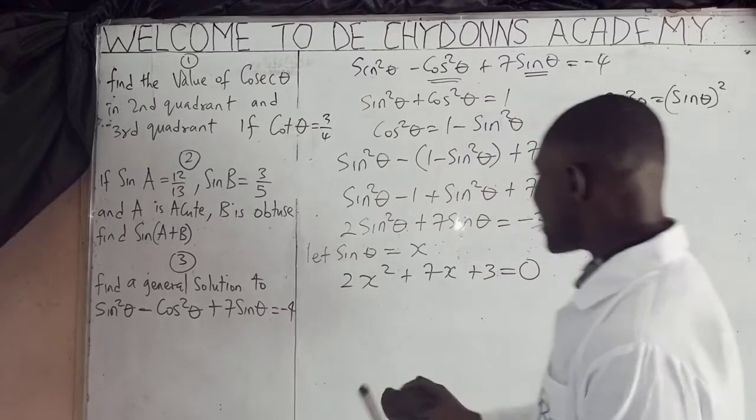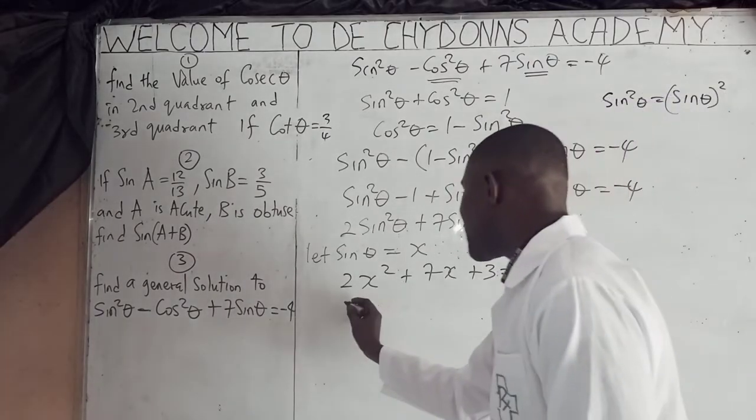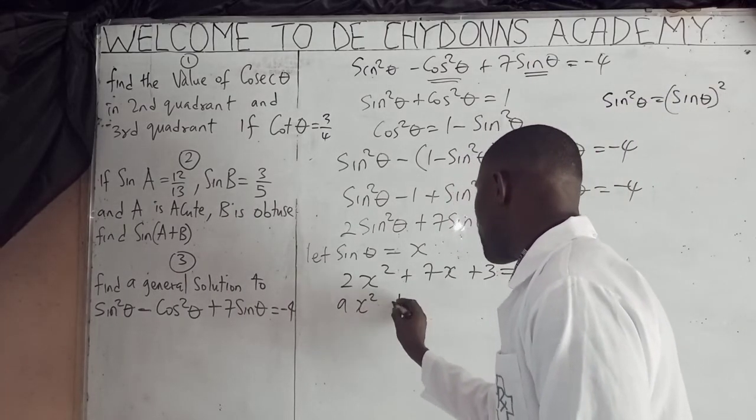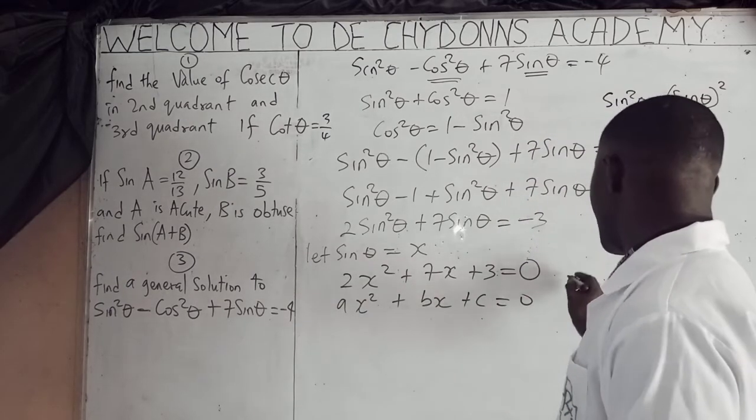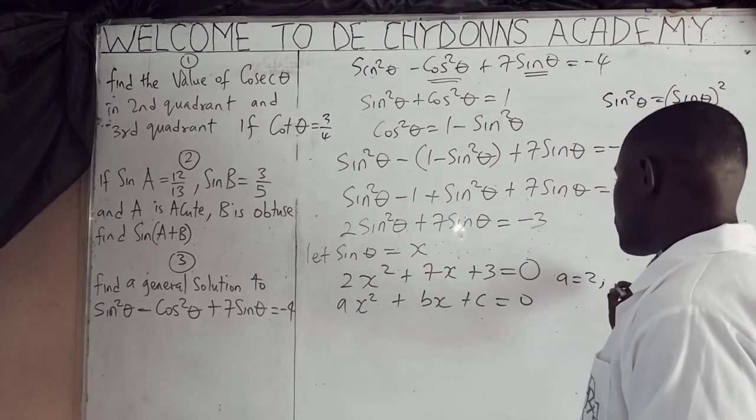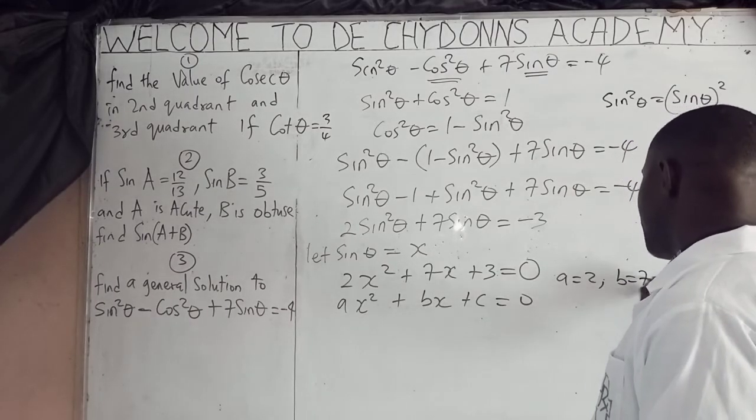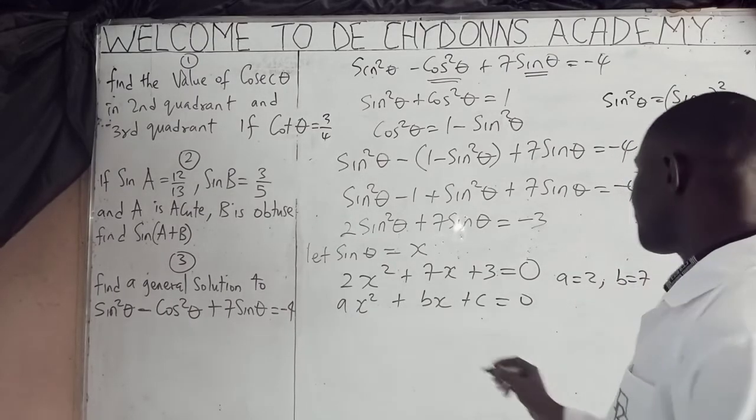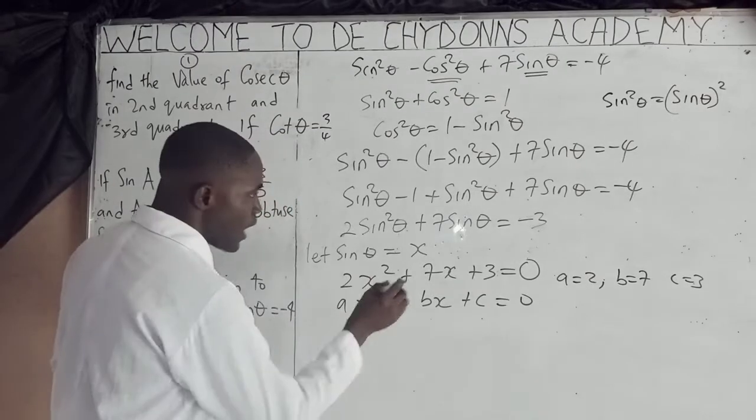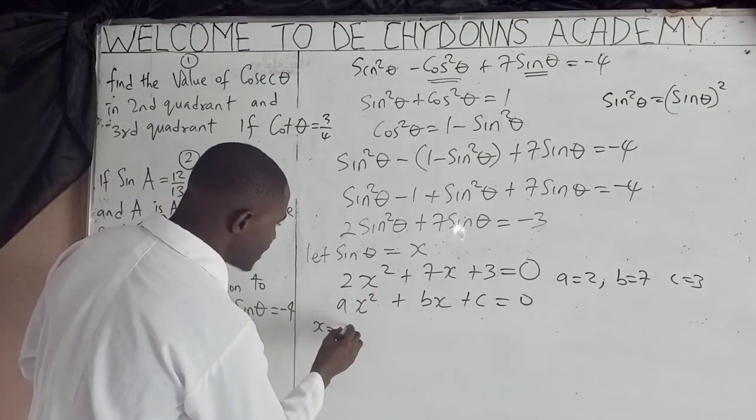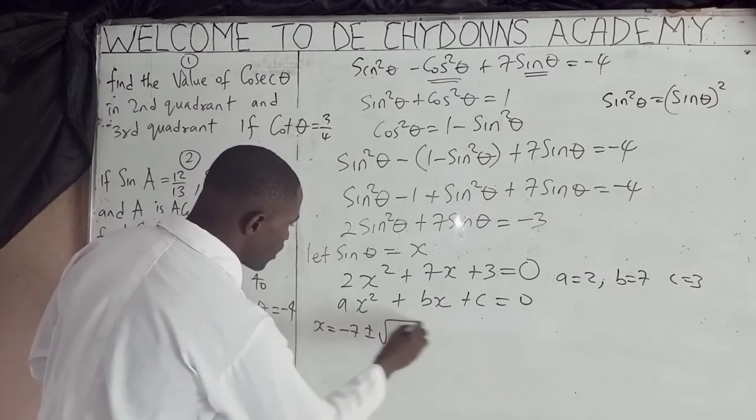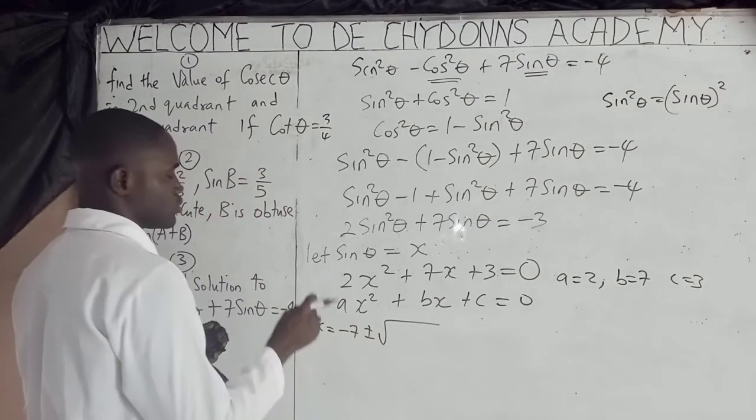Now, to factorize, please compare this to ax squared plus bx plus c equals 0. Your a will be equal to 2, your b will be equal to 7, your c equal to 3. I will now say x equal to minus b, minus 7, plus or minus square root of b squared is what?